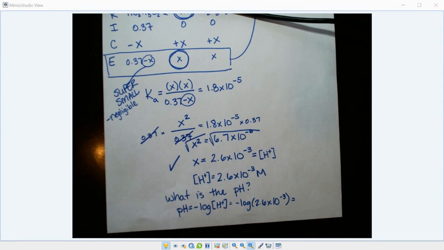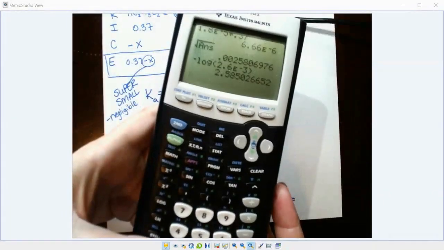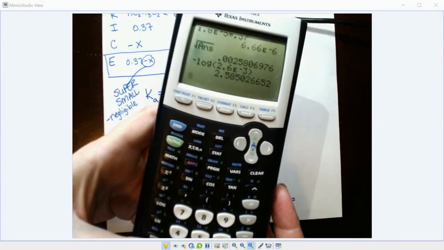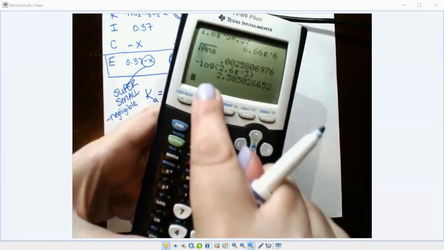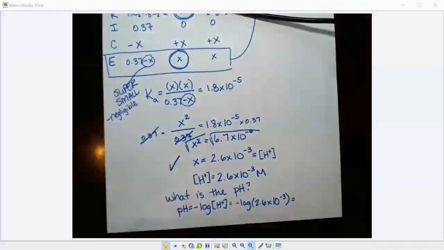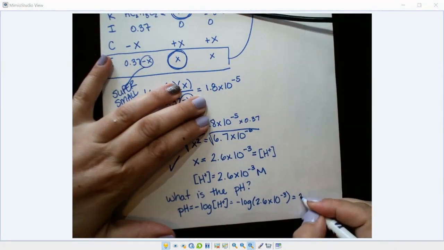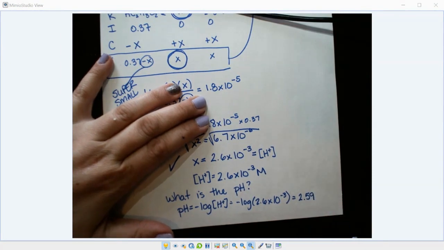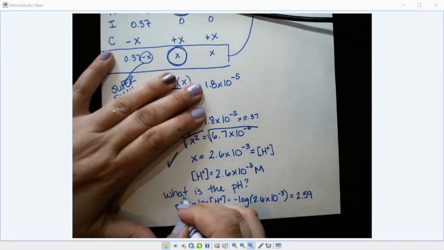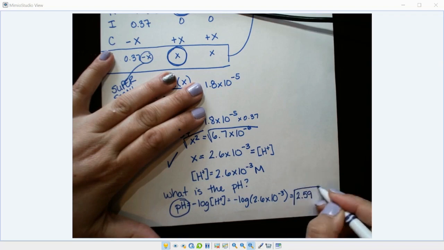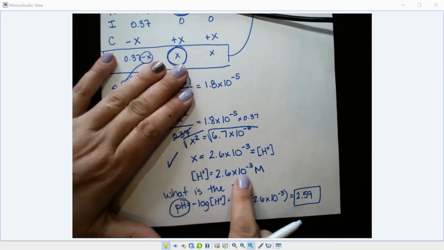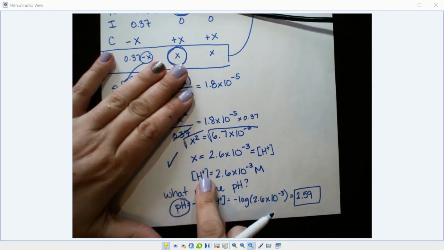Negative log 2.6 E negative 3 equals 2.59. I'm going to go out 2 decimal places here. There's a special sig fig rule about pH that you'll learn when you take AP if you choose to do that. So 2.59. So if this question went on to say, what is the pH of this guy? Then you just take the negative log of the H plus.